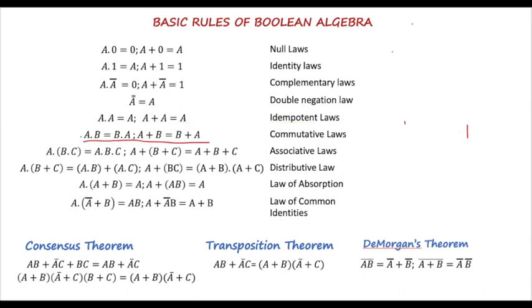So these are the commutative laws. That is, here you can see A AND B equals B AND A. That is, A and B is the same as B and A. And also A or B equals B or A. Now I am just showing you by AND gate and OR gate.